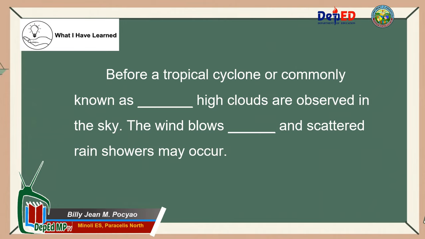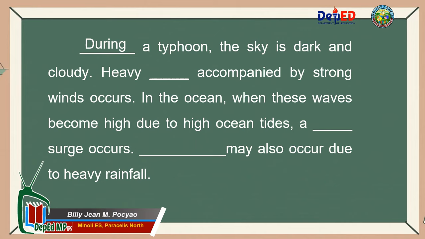Here are the words that make the sentences correct in What I Have Learned. Before a tropical cyclone, or commonly known as typhoon, high clouds are observed in the sky. The wind blows gently and scattered rain showers may occur. During a typhoon, the sky is dark and cloudy. Heavy rain accompanied by strong winds occurs. In the ocean, when these waves become high due to high ocean tides, a storm surge occurs. Landslides may also occur due to heavy rainfall.